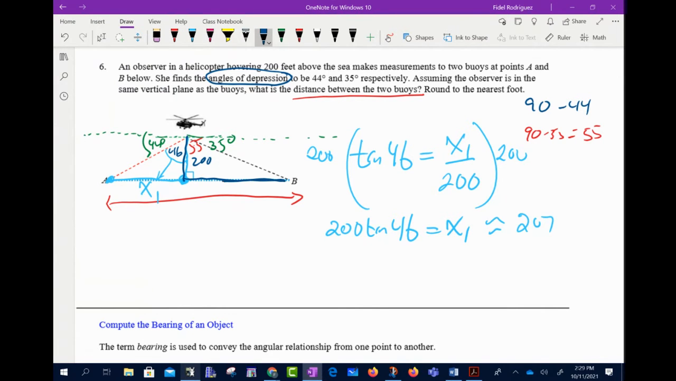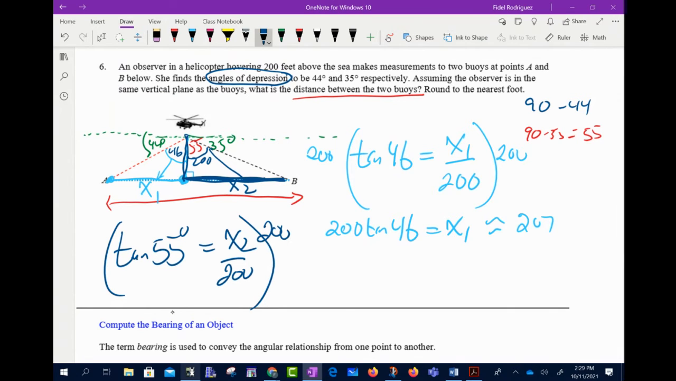Let's see if we can find this distance. I'm going to call this one here x2, y'all. So if I know that this angle here is 55 degrees, is there anything that relates, again, the opposite over the adjacent? Tangent again, right? So now we're going to say the tangent of 55 degrees is equal to x2 over my 200.